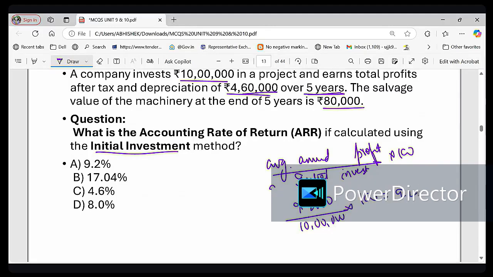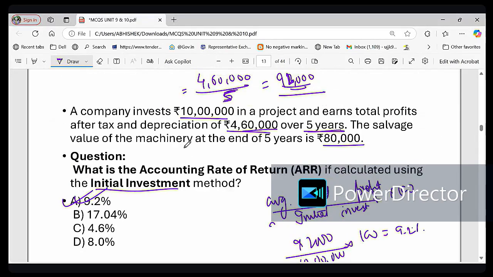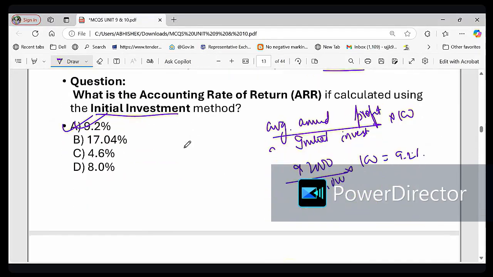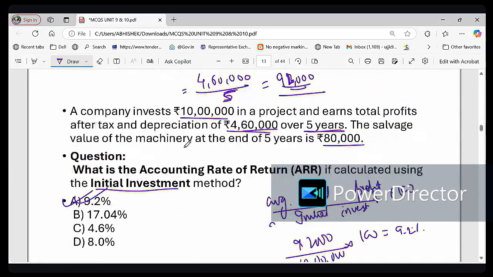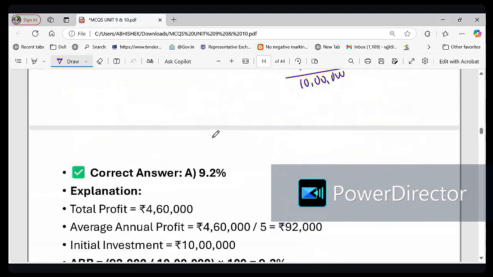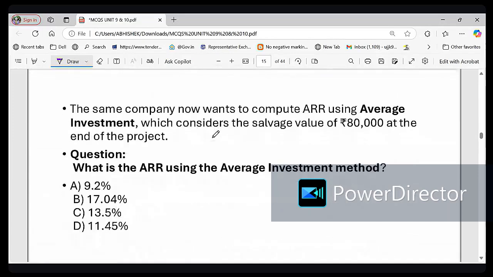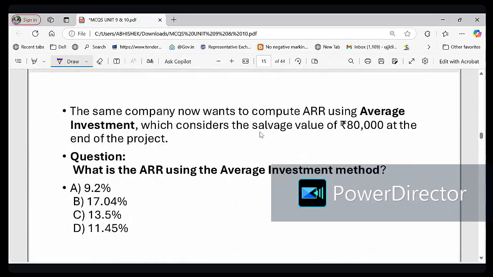Very good. One answer I have got is 9.2%. Excellent. I hope it is clear now. 9.2% is the answer. I hope everyone is getting 9.2. Very good to see that all of you have understood. So this is our version number 2. I hope the ARR concept is clear now. If any doubt, please raise the question. It is very easy to understand this ARR concept. Now friends, let's try this one. The same company now wants to compute ARR using average investment, which considers the salvage value of 80,000.